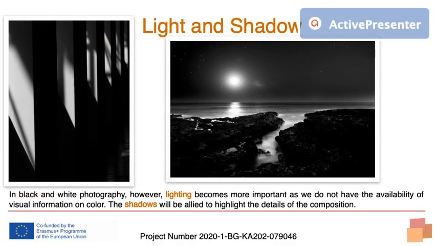Light is the fundamental element of any type of photography. Any photo comes from the light which, depending on its quality and directionality, draws the shapes and volumes of the objects represented. In black and white photography, however, lighting becomes more important as we do not have the availability of visual information on color. Lighting determines not only the brightness and darkness of an image, but also the tone and atmosphere of the same. But also the shadows that the light draws are very important.